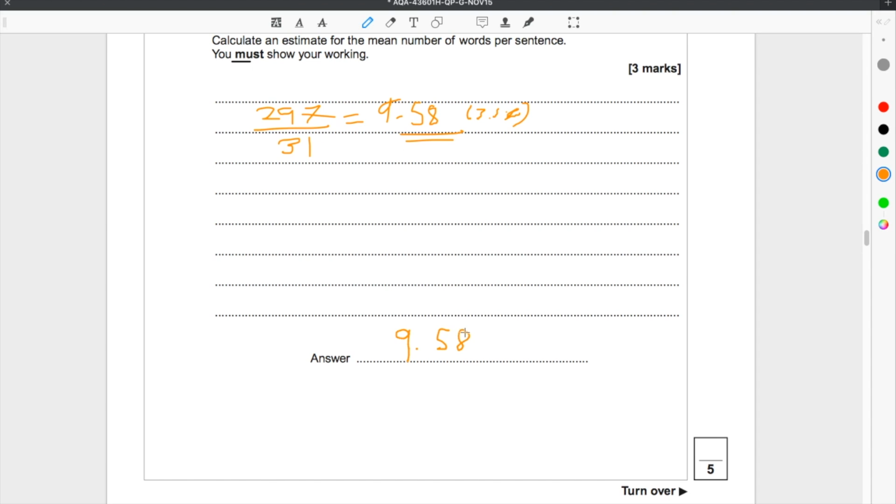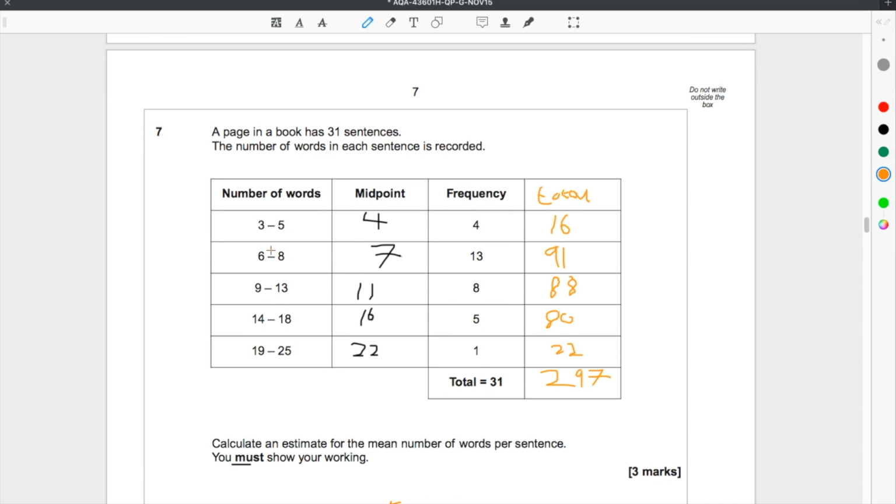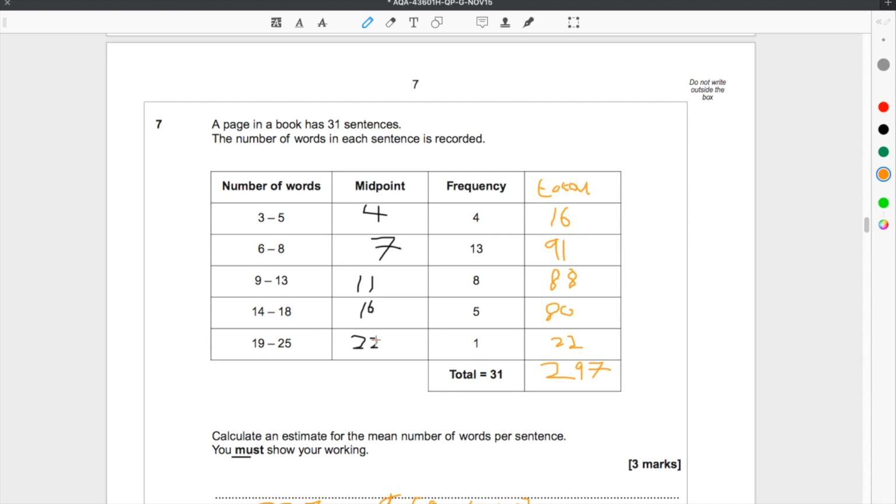9.58. Okay, so let's just go through that again, because I did go through that rather quickly. We calculate the midpoint. It's not always given to us in a table like this, so the midpoints are calculated here. We multiply the midpoint by the frequency. For each row, we calculate the total of each of these, and then divide by the total frequency, and that will give us our mean. And it's the same for every type of question in this format, okay?